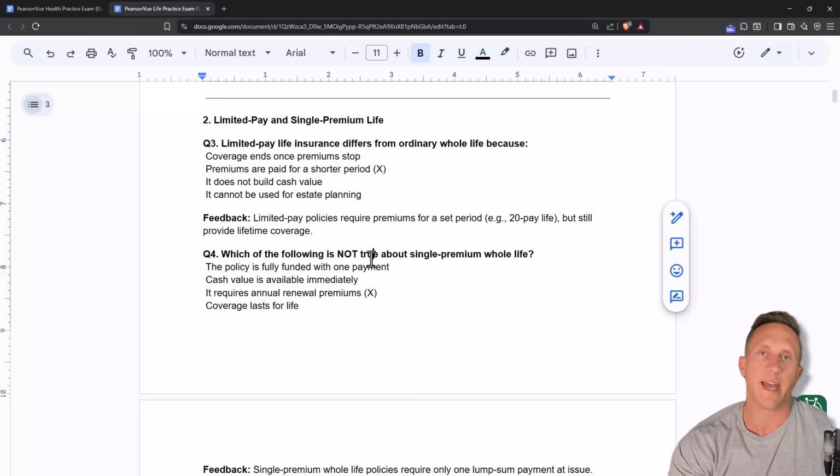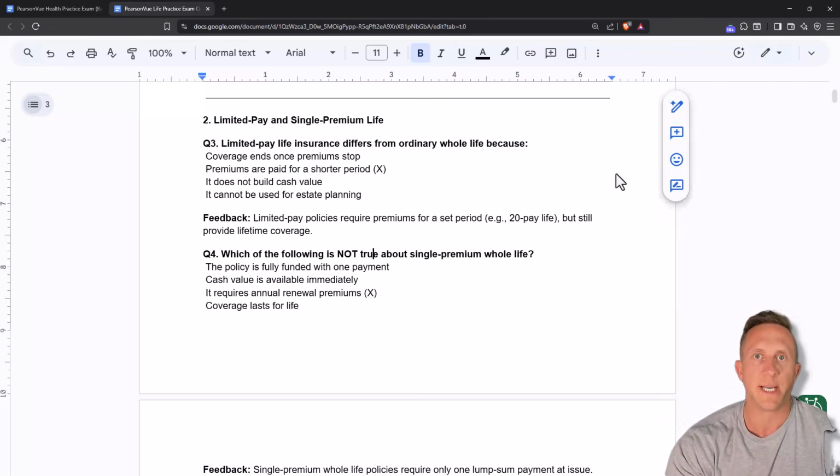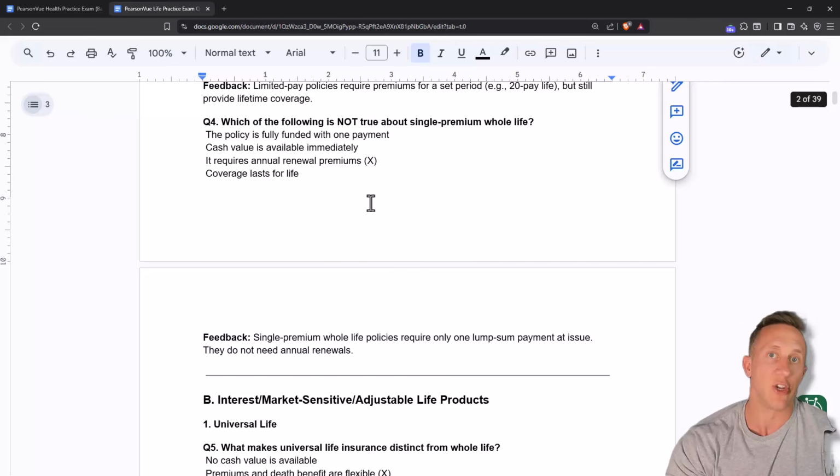And a key point of that is the net amount paid is usually less. So like if someone lives to 100 years old and they had a 20 pay life versus an ordinary whole life, they would actually have paid less total premiums in the 20 pay because they front load those premiums so that the insurance company can still make interest off that.